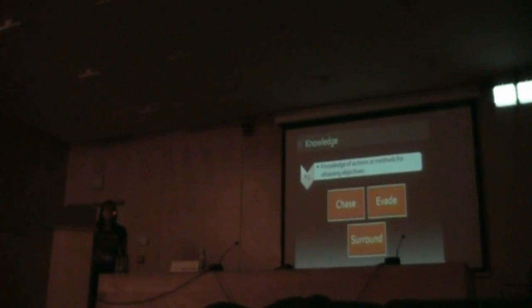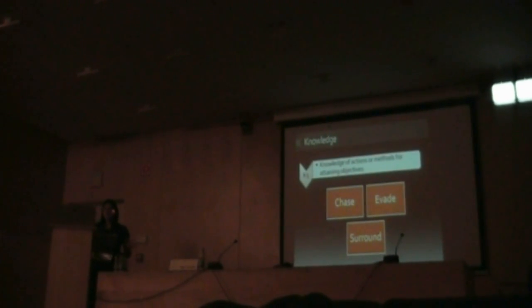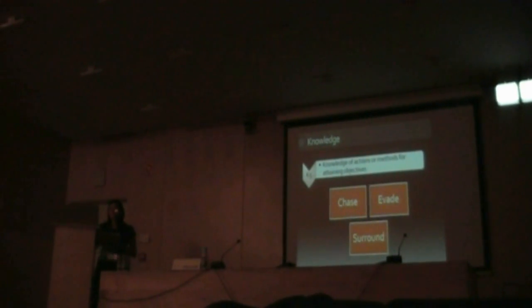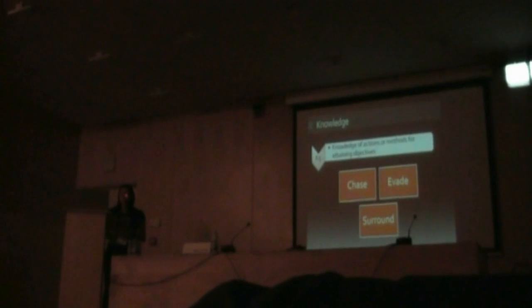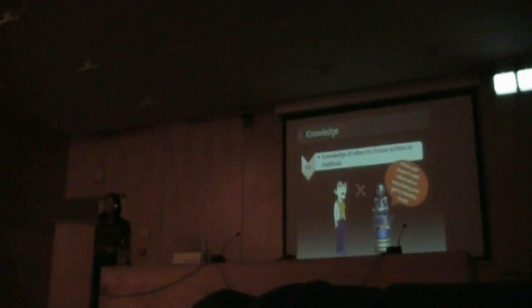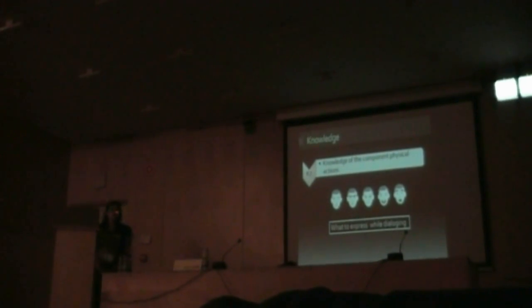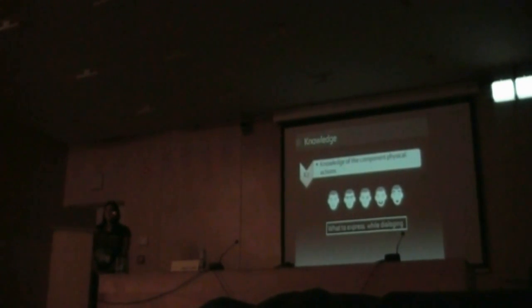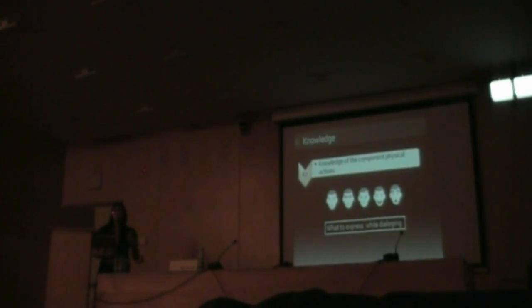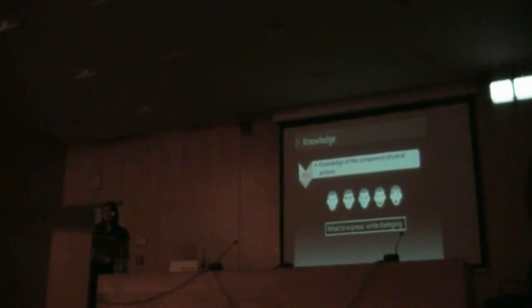How to say? When he meets an avatar, he could chase it and give information until the user wants. If he doesn't want, he goes to another place, or maybe evades the obstacles or goes around. And also knowledge of when to choose an action. If the user doesn't want more information, so okay, I go to another thing, I choose another objective and go to do it. And finally, the knowledge of how to accomplish a physical action. How am I going to express myself during the dialogue?